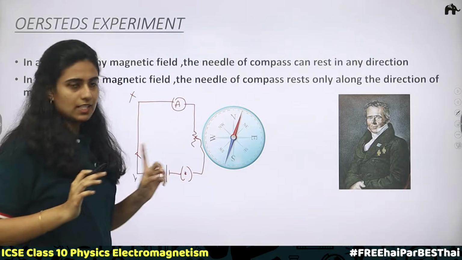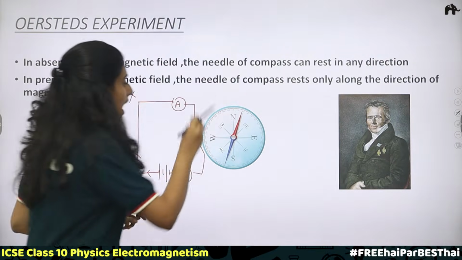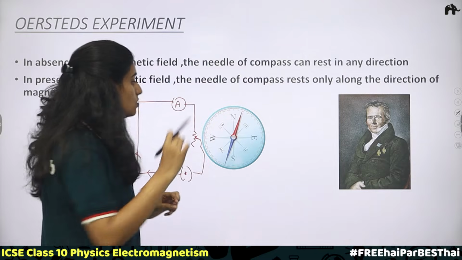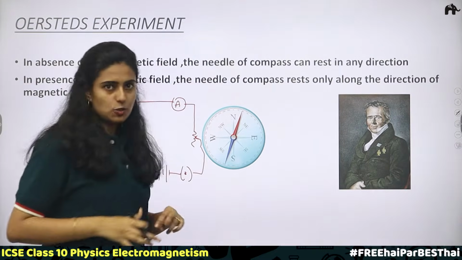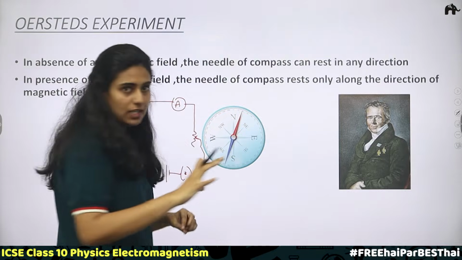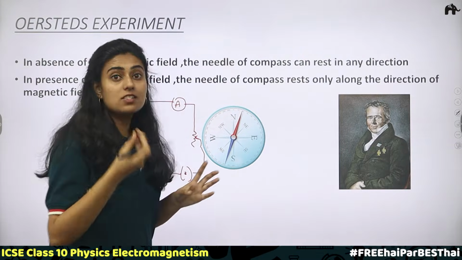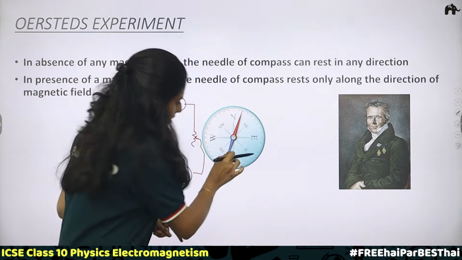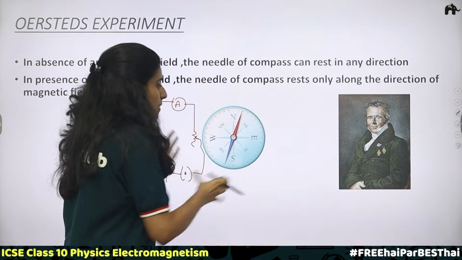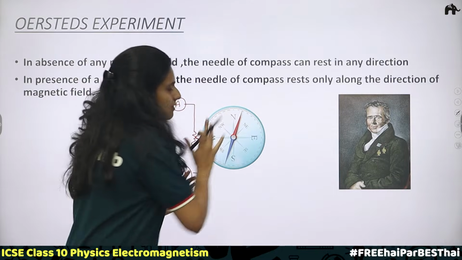he took a compass needle. This is how a compass looks. A compass is a device which is used to find the direction of a magnetic field. It has the north and south. Normally, if there is no deflection, if there is no magnetic field, it will be in the north-south direction. This will be at the north and this will be at the south. If there is any magnetic field, it will have deflection.